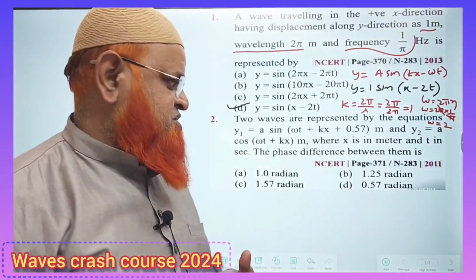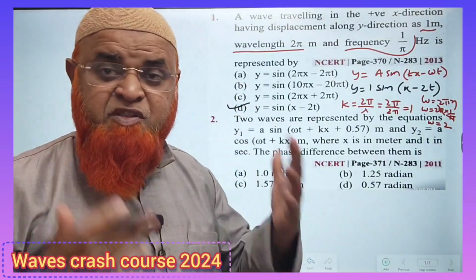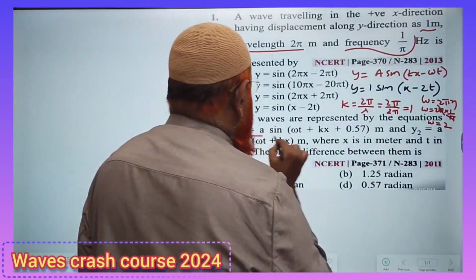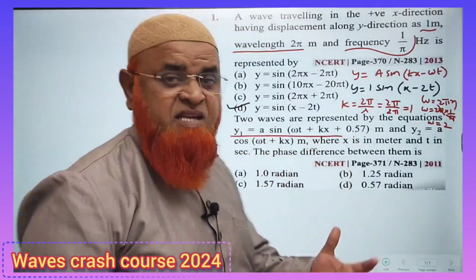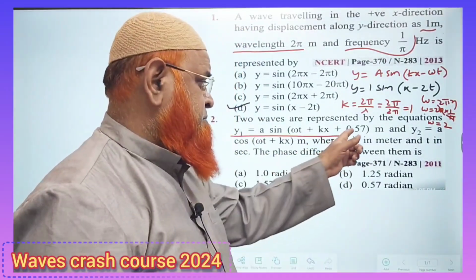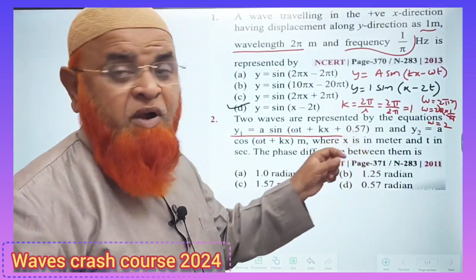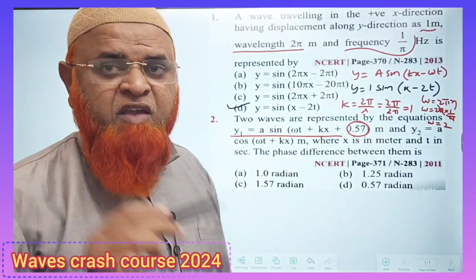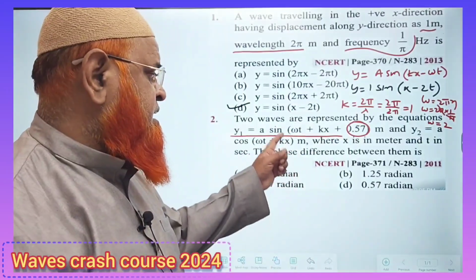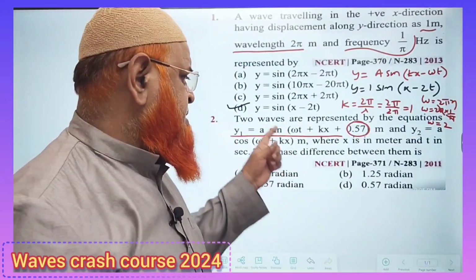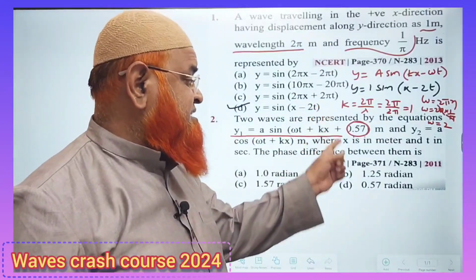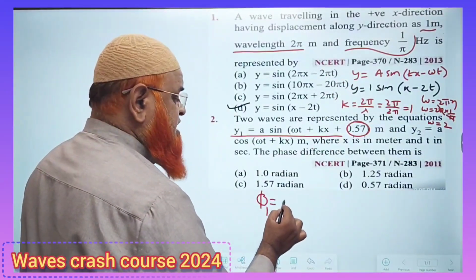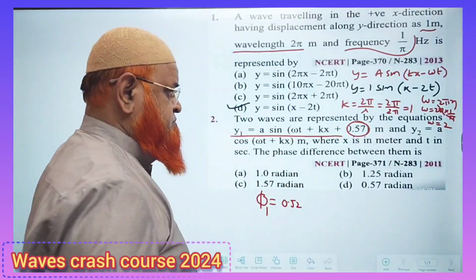Let us go for the next equation. Next equation, he has given two equations here also. Let us go ahead with what he has given. He has given that y1 is equal to a sine omega t plus kx plus 0.57. This 0.57 is considered as phi 1, the phase angle. The general formula of writing the equation is a sine omega t plus kx plus phi 1. So phi 1 is ready with us. What is that phi 1? It is 0.57.